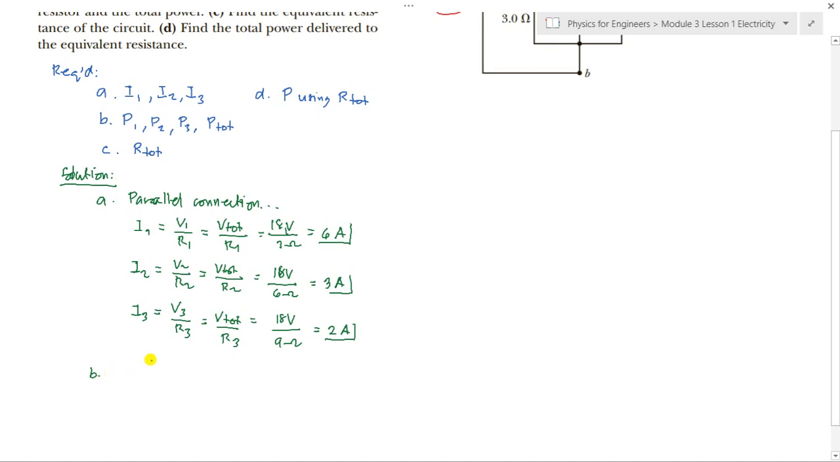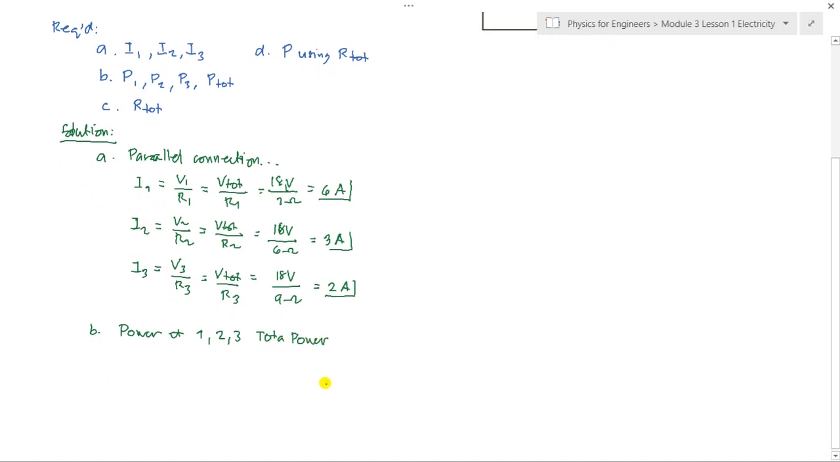Let's proceed to letter B. For letter B, we're going to solve for the power at resistor 1, 2, and 3, including the total power. The total power is additive, meaning it is the sum of the individual powers across each resistor. So power is additive: the power given to resistor 1 is added to the power of resistor 2 and resistor 3, especially when in series.